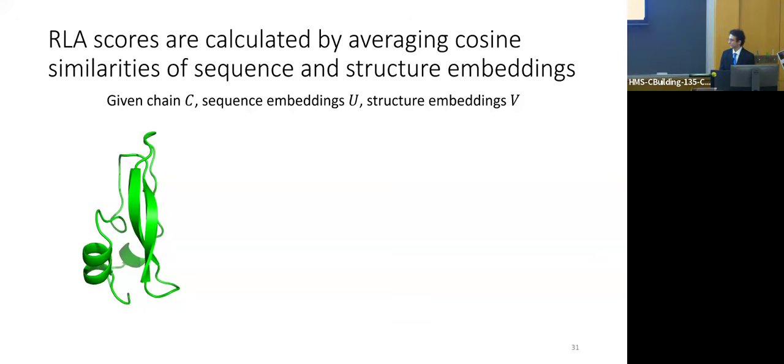Okay. Right, so getting back to how we actually derive an RLA score, let's say we have some chain C, sequence embeddings U, and structure embeddings V. For a monomer, a single chain, we just calculate the cosine similarity between the sequence and structure embeddings for every residue and average them, right? So every residue gets included in the score.